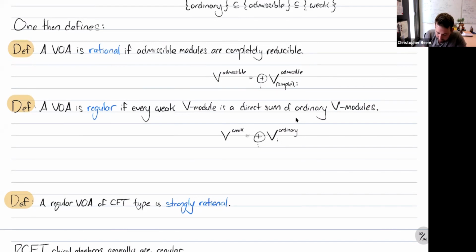So in that case, you restrict by hand to these reasonably nice admissible modules, and you say that they need to be completely reducible. So that needs to be a nice representation category. A vertex algebra is called regular if every weak V module. So in this case, you allow the most general type of module, but nevertheless, every weak V module actually is a direct sum of ordinary modules. So that's what we would like.